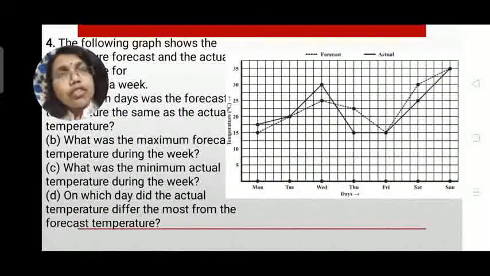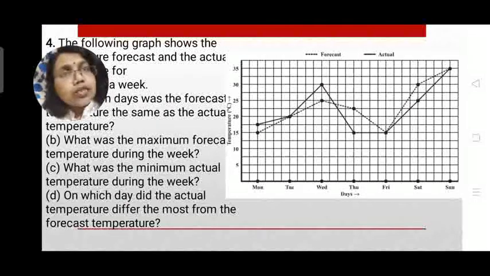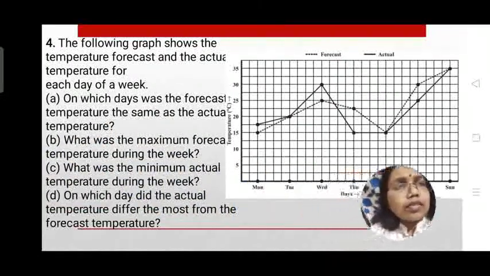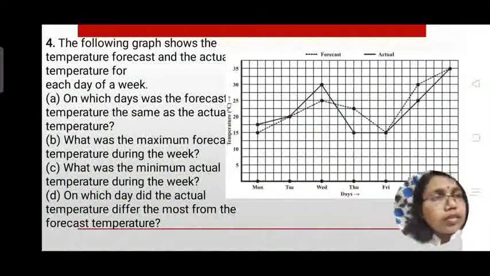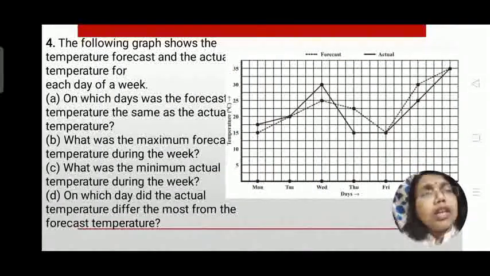Now the next question, the following graph shows the actual and the forecast temperature for each day of the week. We have to find out the answers to the questions that follow. Now, the forecast is shown by dotted line and the actual temperature is shown by uninterrupted line.